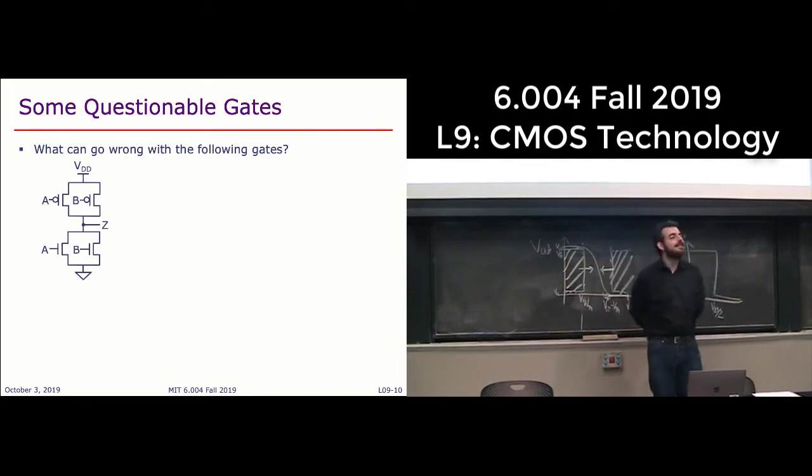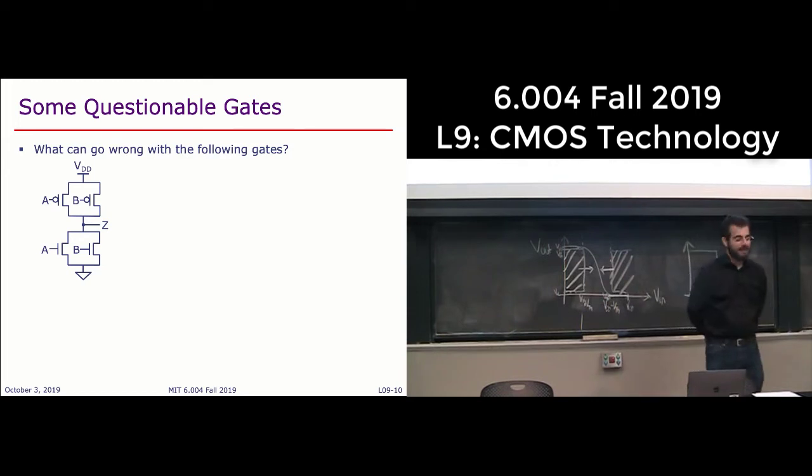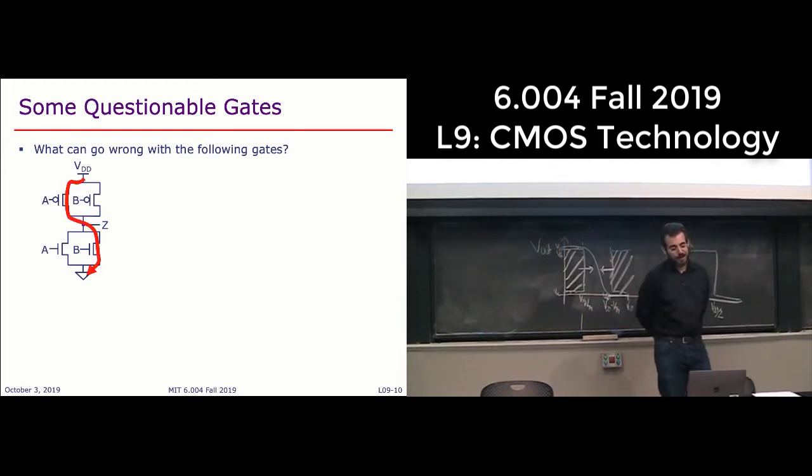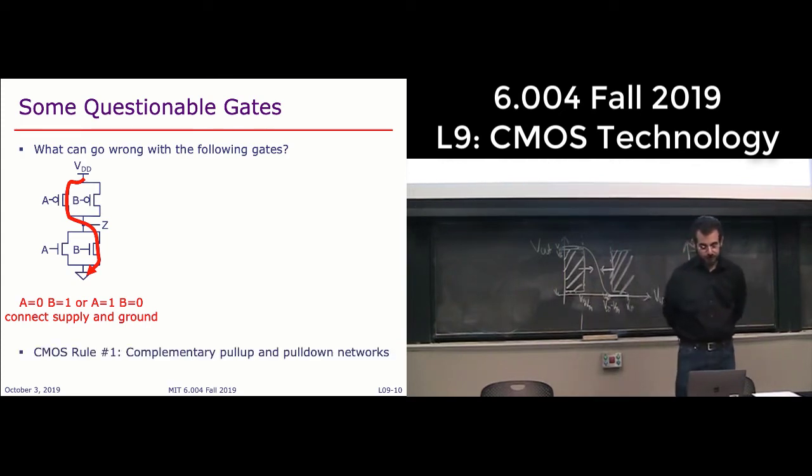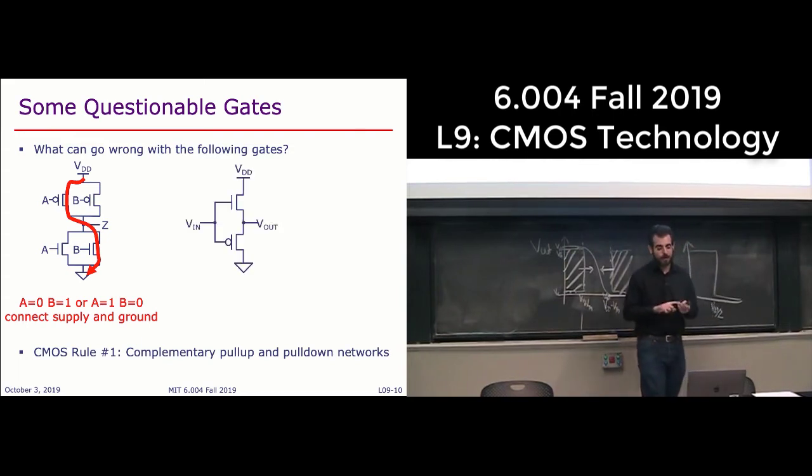If we have this innocent-looking gate, what combination of inputs could cause mayhem here? So you have 2 PFETs in parallel and 2 NFETs in parallel. Yes? A is 0, B is 1. Precisely. So if A is 0 and B is 1, you have a conducting path from VDD to ground, and you don't want to do that. Right? So these are not complementary networks. Not complementary pull-ups and pull-downs. The first rule, again, complementary pull-ups and pull-downs.